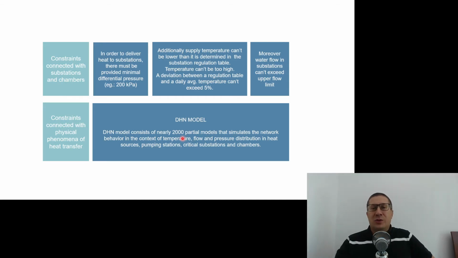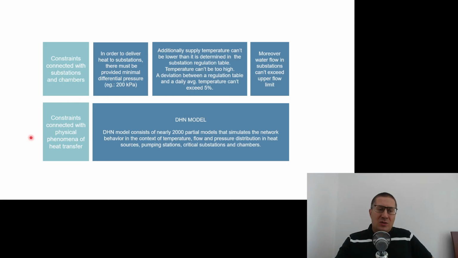Moreover, this flow cannot be too high because, of course, there are some limits related with the flow within the building. So if the flow is in the acceptable ranges, if there is enough pressure difference and the temperature that is provided to the user is within the minimum and maximum value for this particular temperature, we are sure that the heat is delivered to the building.